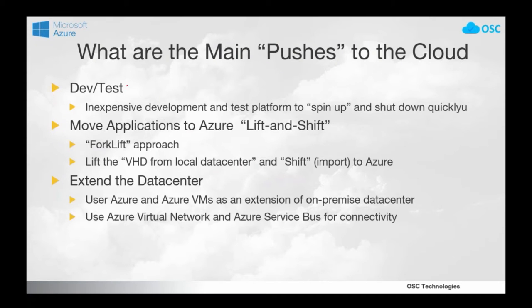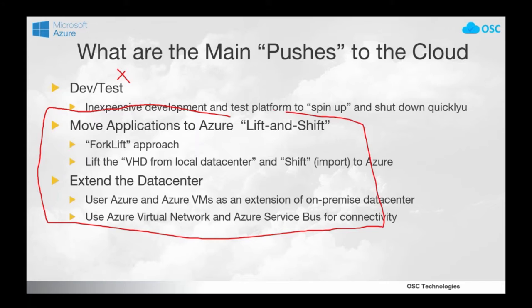The main pushes, and this is where we can help you, what we see people doing: sure, dev and test, but that's usually just throwing up a virtual machine in the cloud, and that is pretty much everywhere, AWS, GCE over at Google, Rackspace, etc., and Azure. But what we're seeing is these two. We're seeing the lift and shift, where you take the application and you put it into the Azure cloud, and then what Julian's going to do an excellent job on is talk about how to extend the data center with the private cloud.